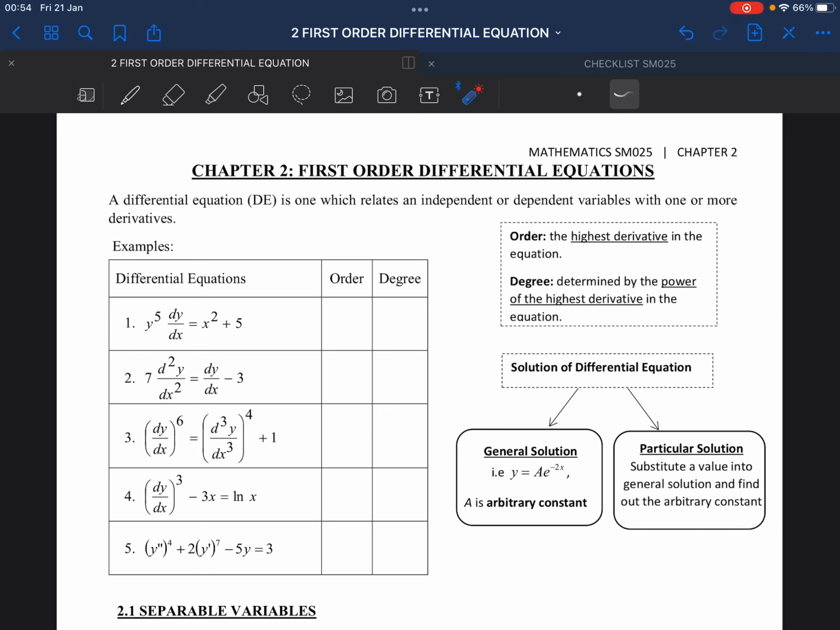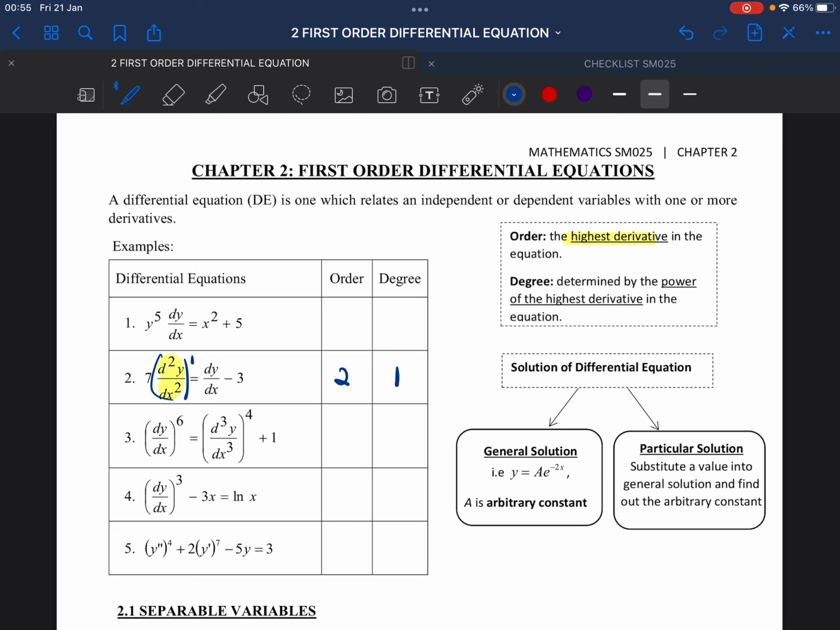In a differential equation, we have an order and a degree. So order is actually the highest derivative in the equation. Okay, let's see the second example here. You have your first derivative and you have your second derivative. Order means the highest derivative, so your order is actually 2. Okay, what is degree? Degree is determined by the power of the highest derivative in the equation. This is your highest derivative and the power of this is 1. That means your degree is 1.